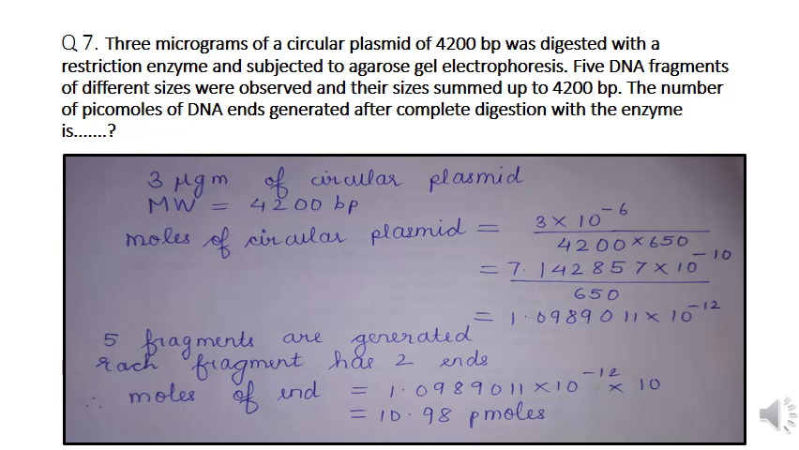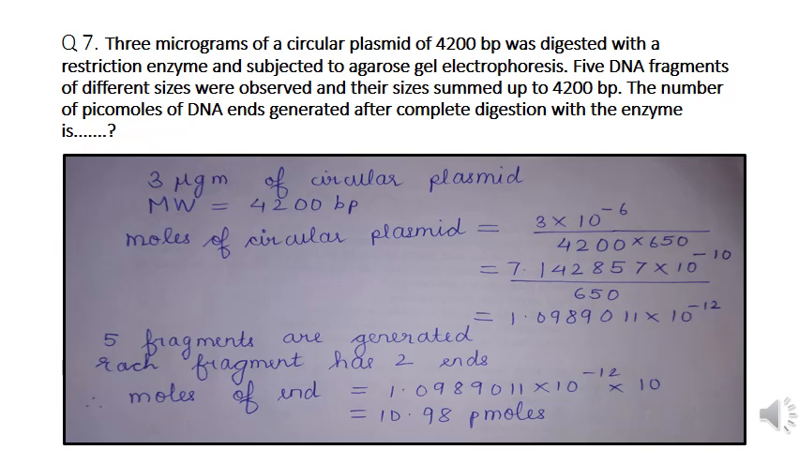So there is 3 micrograms of circular plasmid you have, and you have digested it with one particular enzyme, and that enzyme gives 5 different fragments of varied lengths. And from this you have to find out how many picomoles of DNA ends are generated. So if you're considering one fragment of DNA, it has two ends. Similarly, 5 fragments of the DNA will have 10 ends.